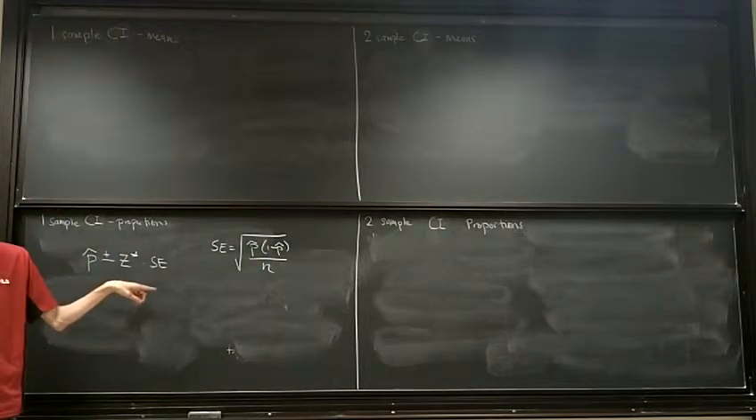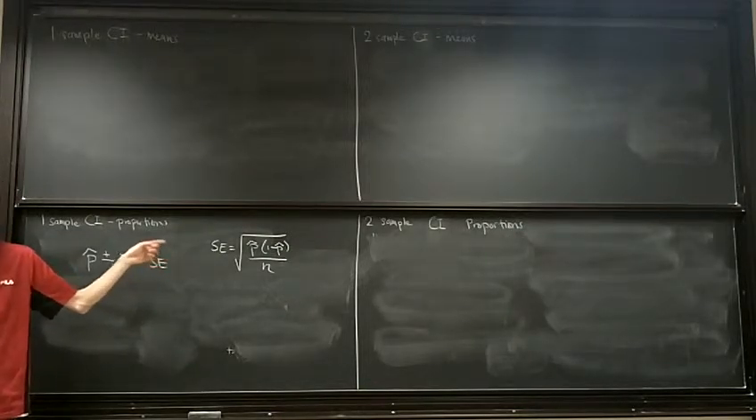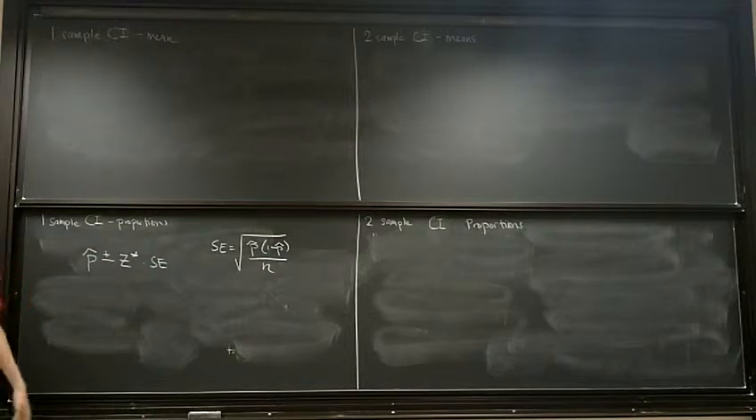This looks similar to the standard error we use for hypothesis tests, but it's not. What's the difference? We're using p hats, rather than the p from our null hypothesis.